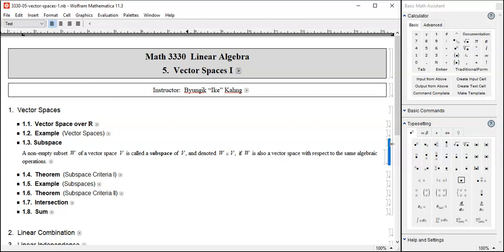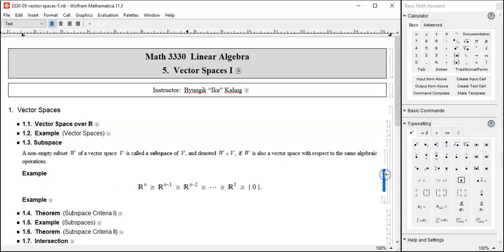Here are some examples of those subspace chains, and this is Rn, so n-tuples of real numbers. This is Rn-1, so n-1 tuples. So you can consider in n-tuples the last entry is kept 0, and then this one, last two entries are kept 0, and so on.